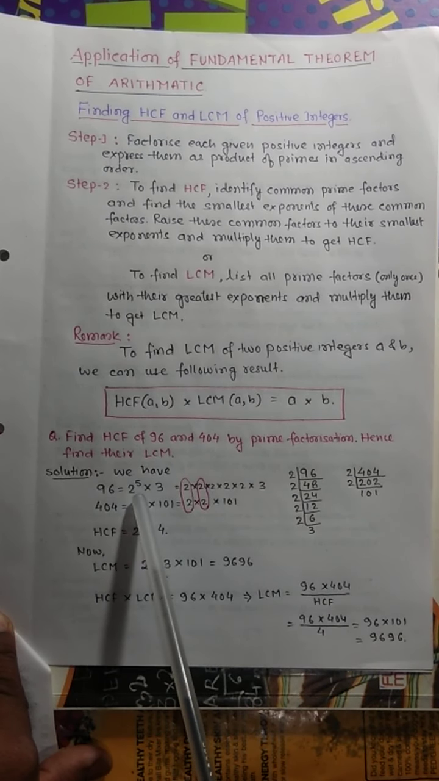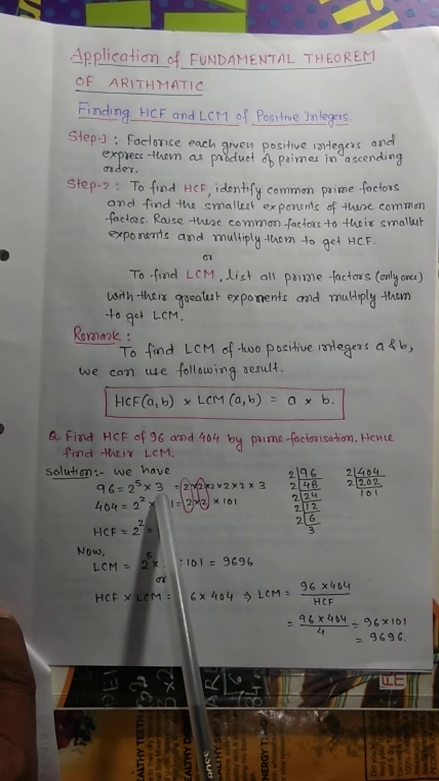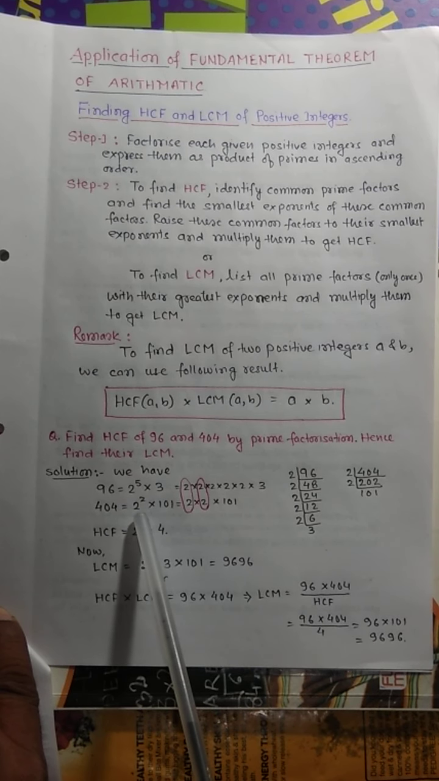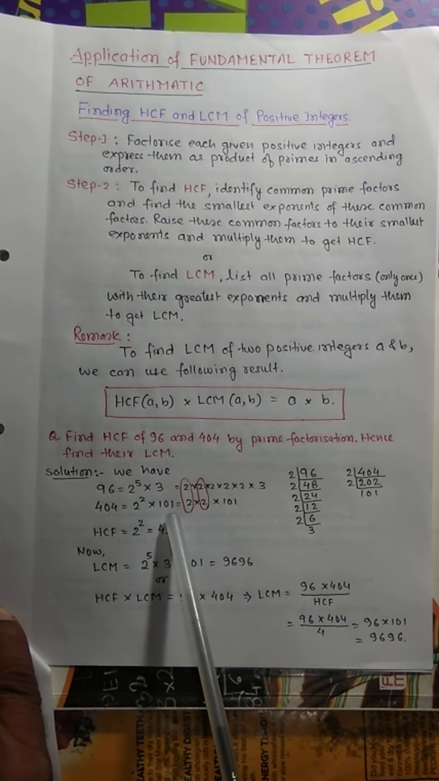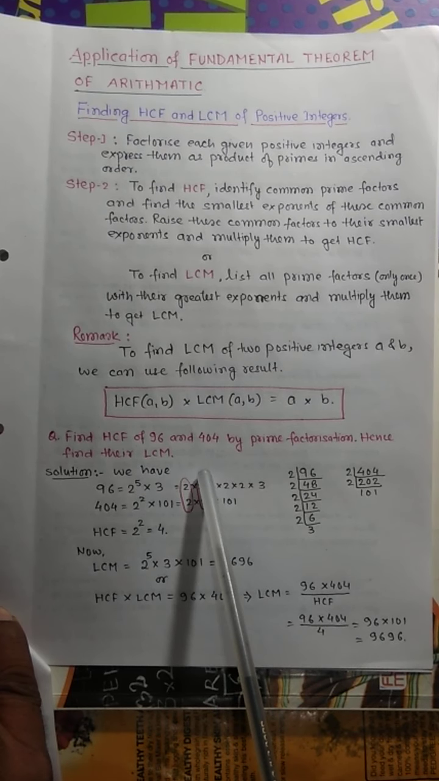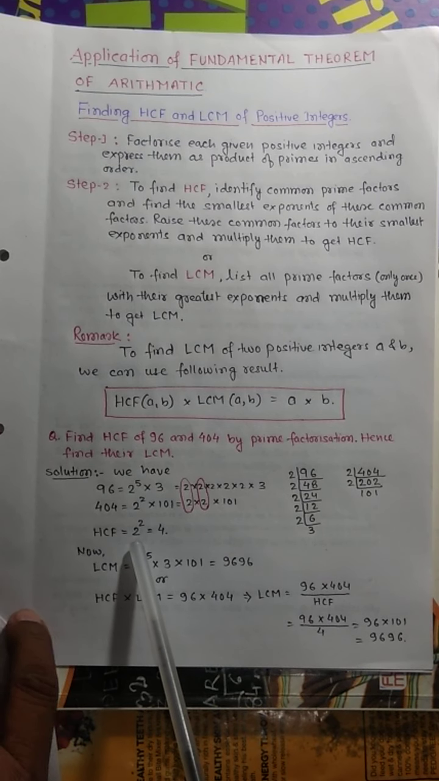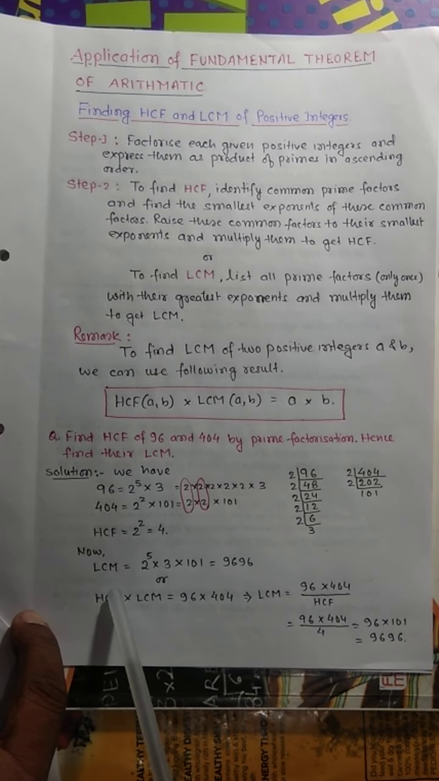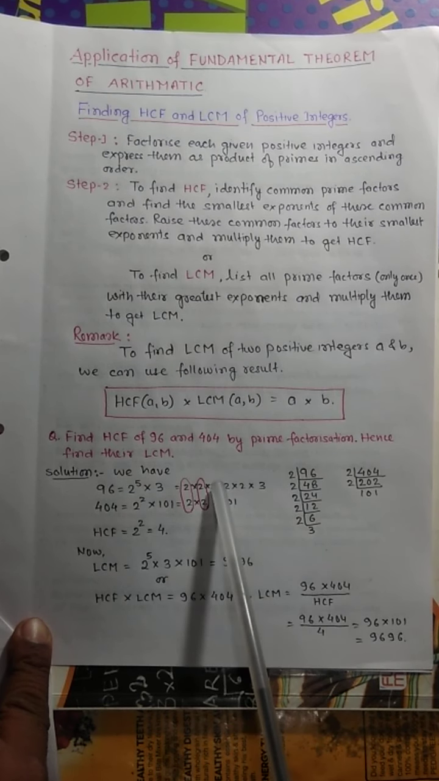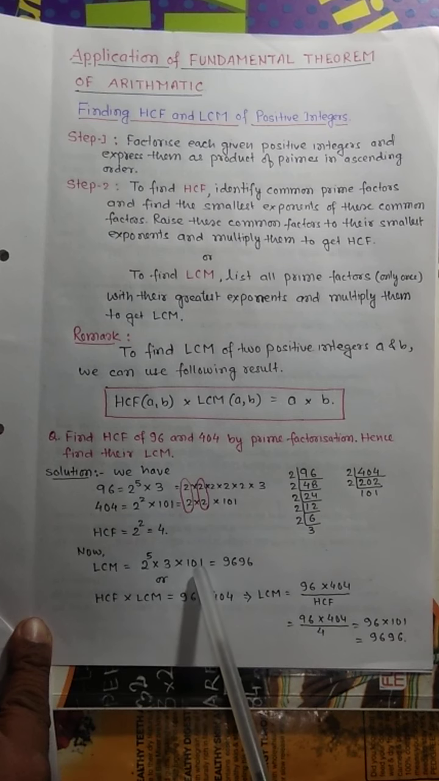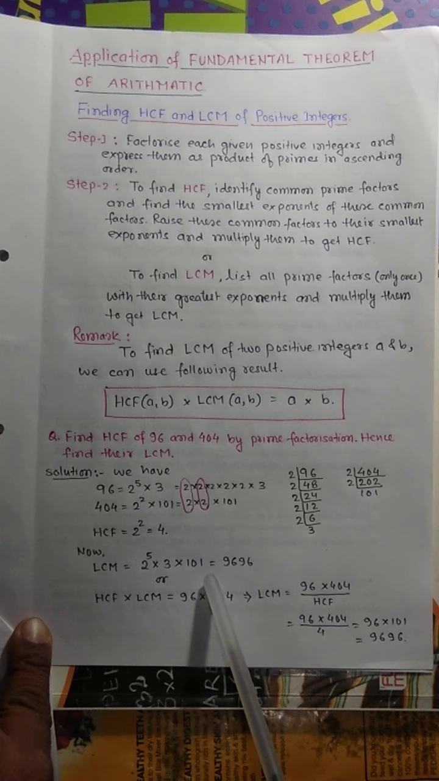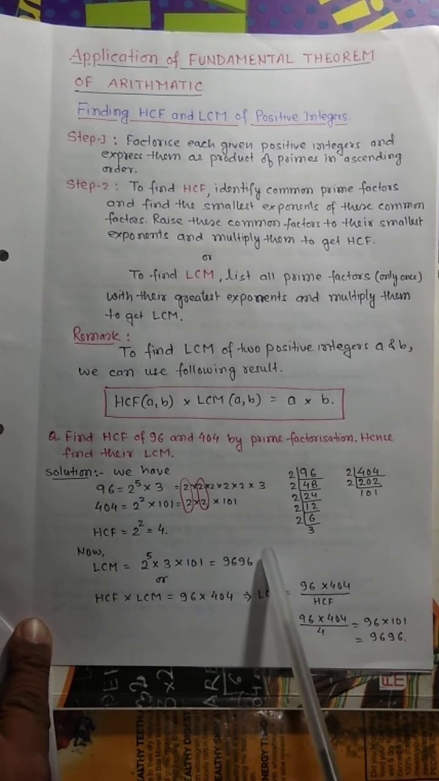We have 96 equal to 2 power 5 multiply 3. It can be written as 2 into 2 into 2 into 2 into 2 into 3. 404 can be written as 2 power 2 into 101, that means 2 into 2 into 101. For HCF, the 2s are common, so HCF will be equal to 2 power 2, that is 4. Now LCM: we write all the prime numbers 2, 3 and 101. The highest power of 2 is 5, highest power of 3 is 1, and highest power of 101 is 1. On multiplying these we get the LCM.